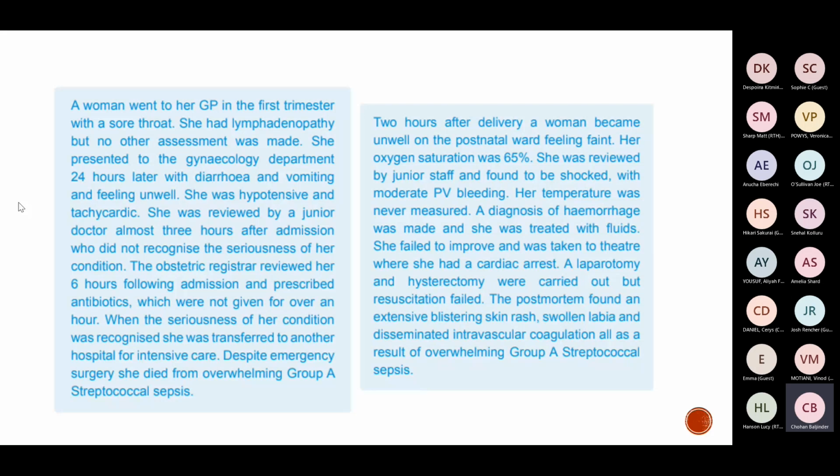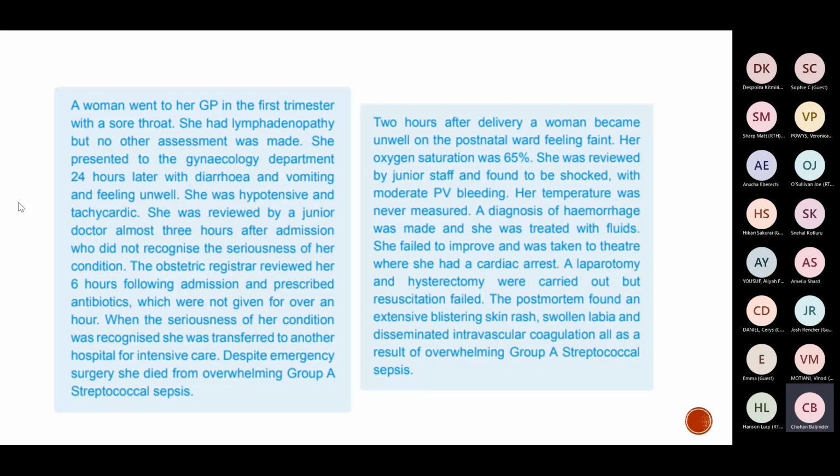Now, you look at that and you think that could be any patient, couldn't it? If you talk about this first case, how many people do we come across with a sore throat? And it's very easy to be dismissive about someone with a sore throat. But the point is, when they're pregnant with a sore throat, the first thing you should think about is group A strep. So you should definitely take a throat swab.